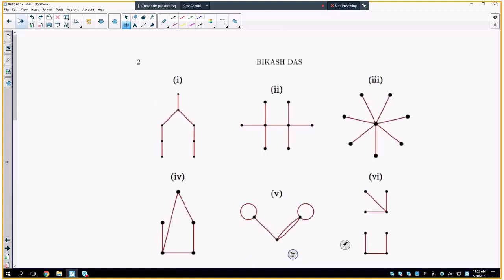In this example number 1, 2, 3, all three of them are connected because we can travel from any vertex to any other vertex using a path, and they don't have any self loop or a cycle. So we're going to call all three of them, example 1, 2, and 3, trees. Whereas example 4, 5, and 6 are not trees.